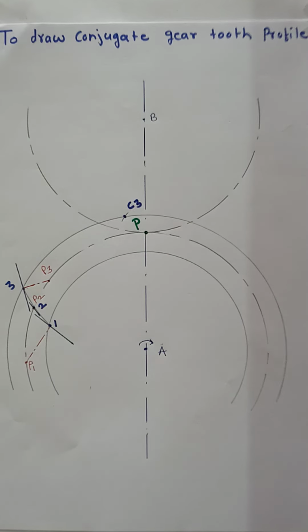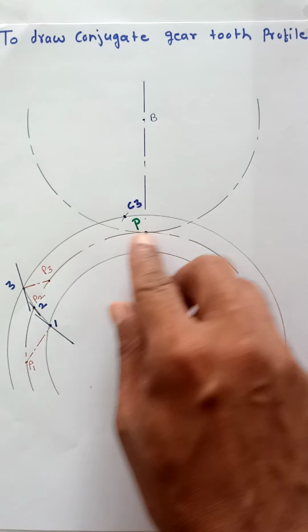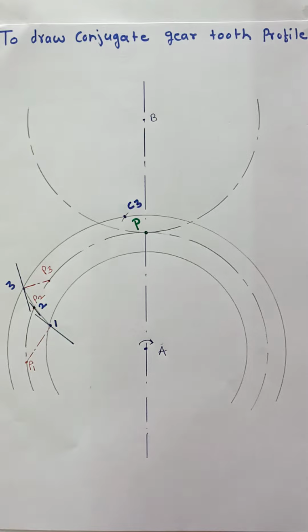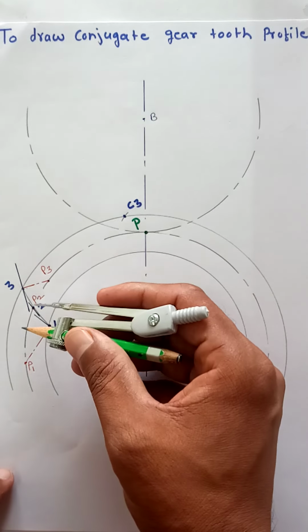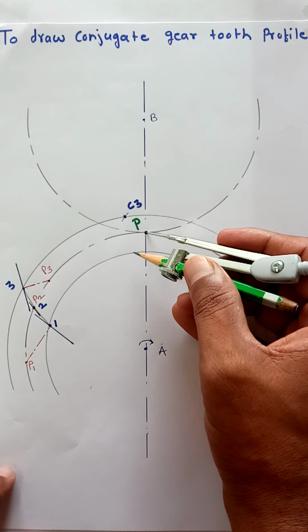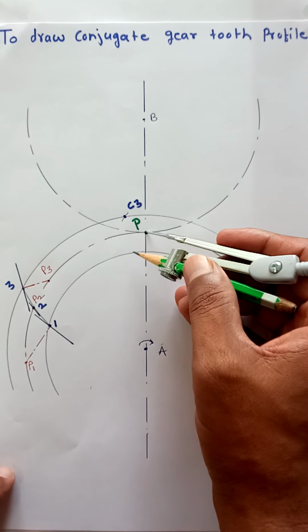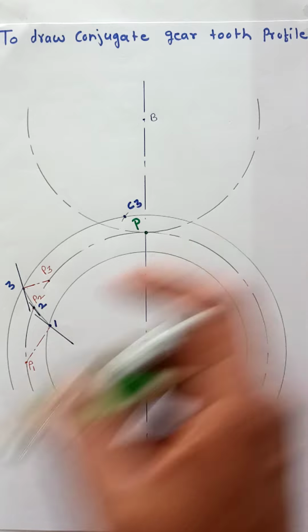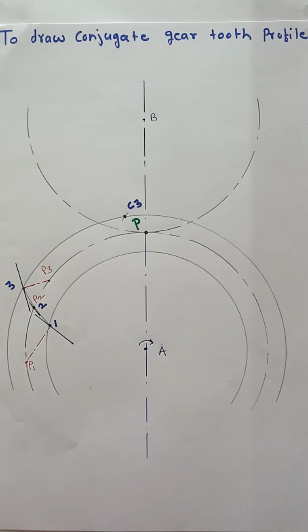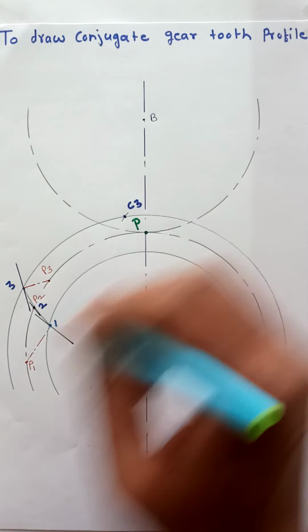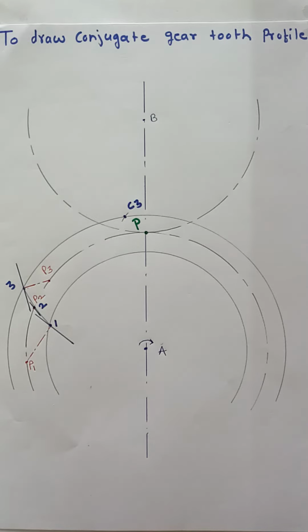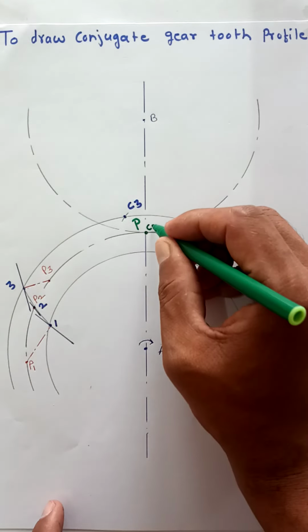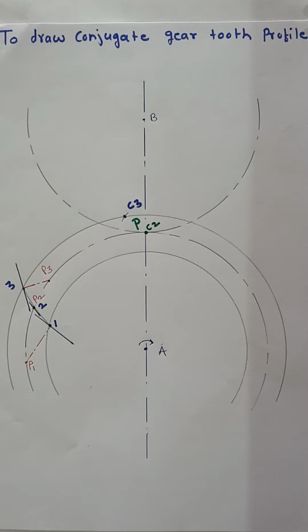Okay. So when P3 moves to P, point 3 will move to C3. Similarly, when P2 moves to P, point 2 will also move to the same location. So that will be our C2. We'll name that point C2, which lies at point P.